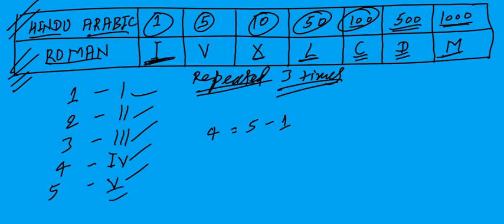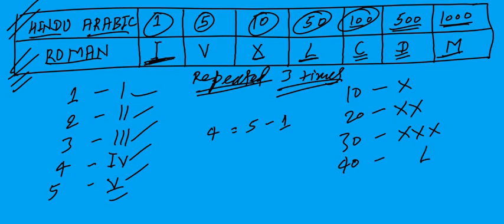V is 5 base. Similarly, when you will write 10, then you will write X. Then when you will write 20, we will write X and X. When you will write 30, we will write X, X, X. But when we will write 40, we are not having digits. So what we will do, we can write 50 minus 10. So this will be very confusing. So first of all you have to talk about rules, then after we will go through the questions.